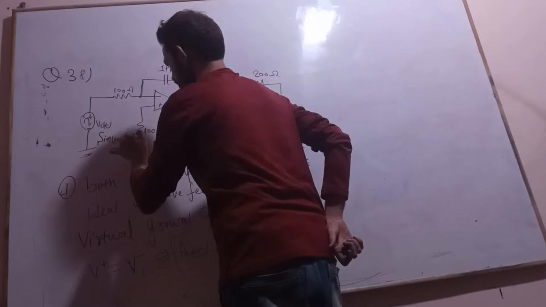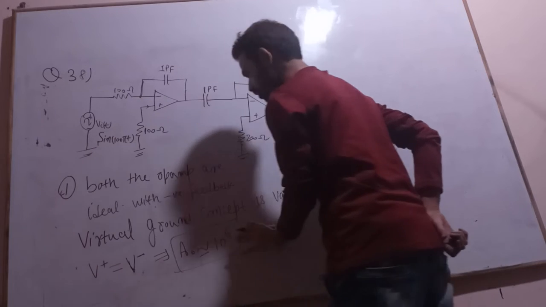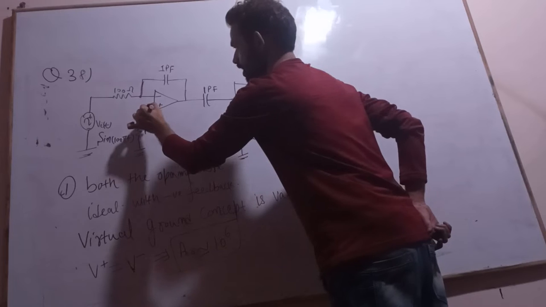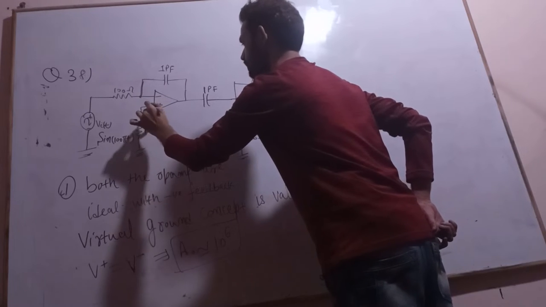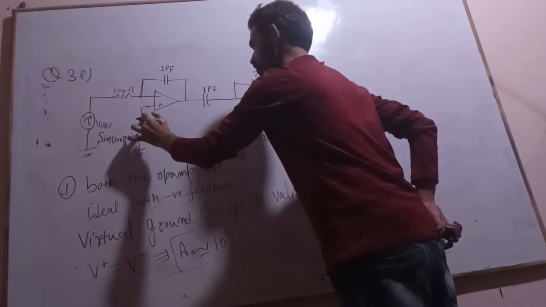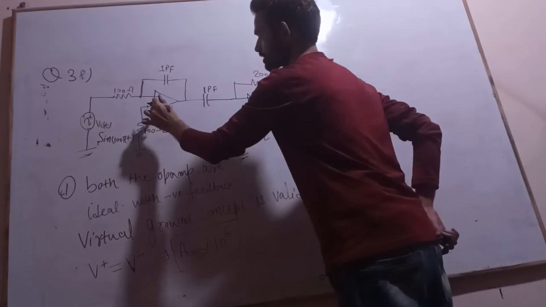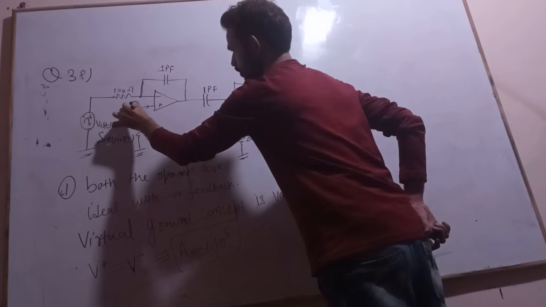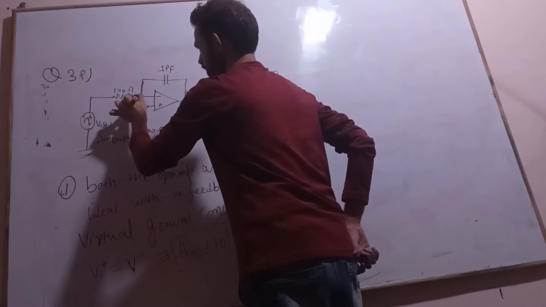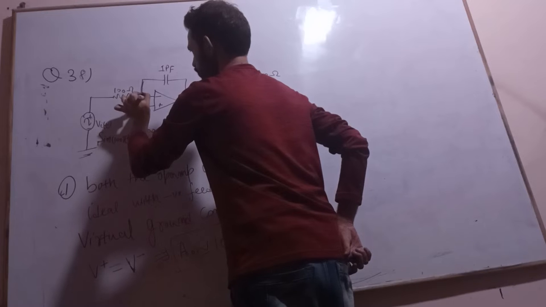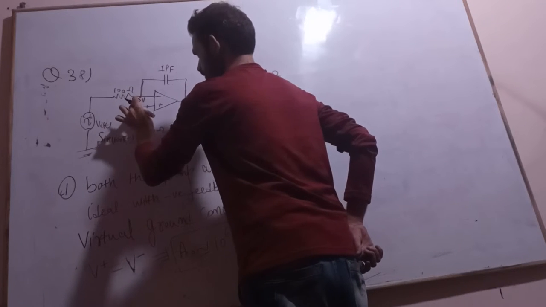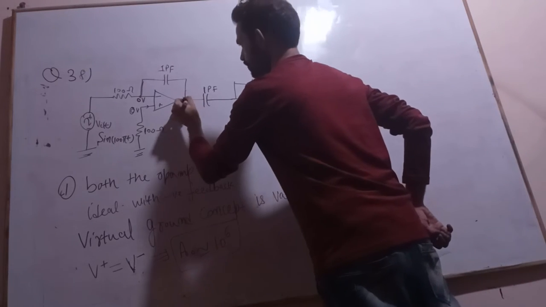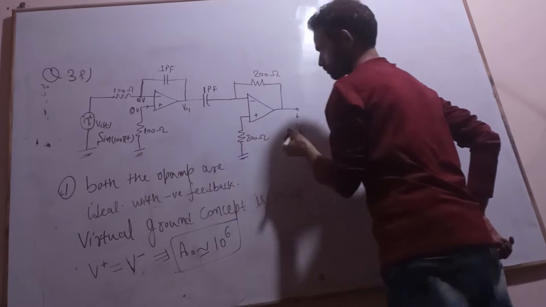Now, if the op-amp is ideal, it means the gain is very large, which means the current entering the op-amp is very small, in the order of micro ampere. So we can say the voltage here is 0 volt, and therefore here is also 0 volt. This is the virtual ground concept. Now we can say V01 is what?